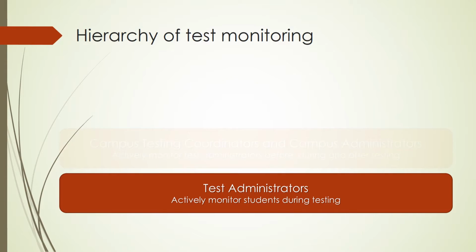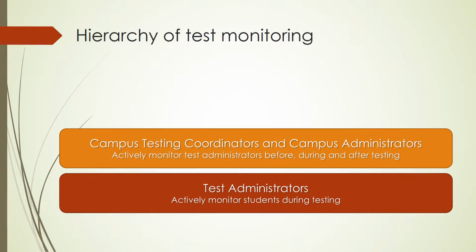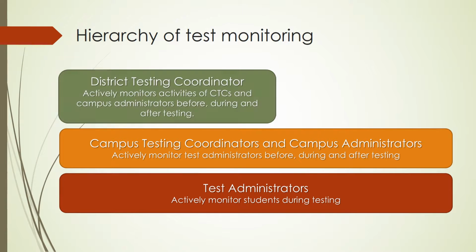The test administrators then are monitored by the campus testing coordinator and the campus administrators, and so they are monitoring those administrators before, during, and after testing, during the checkout of materials, during the actual test, and then after testing to ensure that all of the materials are managed in the proper way. Now, the district testing coordinator has the job of monitoring all the activities of the campus testing coordinators as well as the campus administrators around testing. And so that person's job involves things before, during, and after testing, including the check-in of testing materials from campuses.